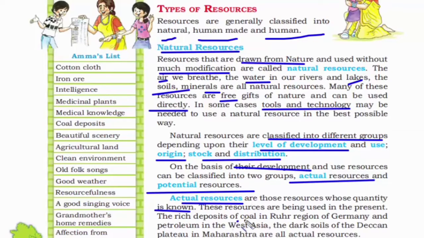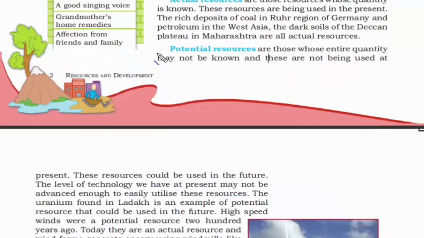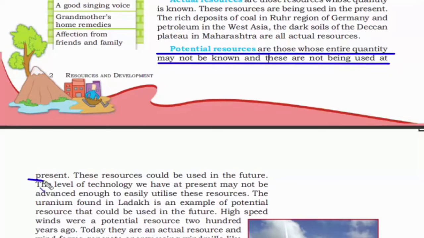So some of the examples are coal, petroleum, dark soil. So these are something that we know and we can figure out. And on the other hand, potential resources are those whose entire quantity may not be known, but these are not being used at present. So one of the reasons they are called potential resources is because we don't have the advanced technology to use a particular resource in its full-fledged manner. There are still a lot of things that need to be discovered, reused, but we just don't have the infrastructure at this point.